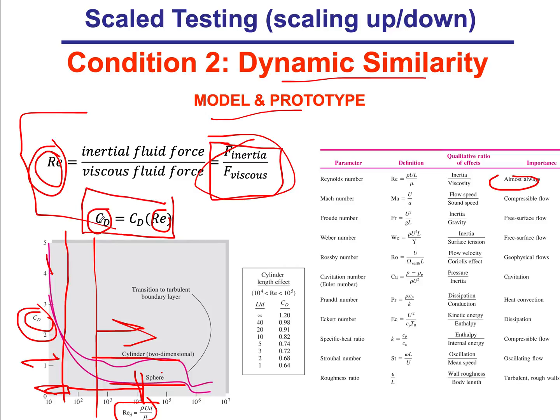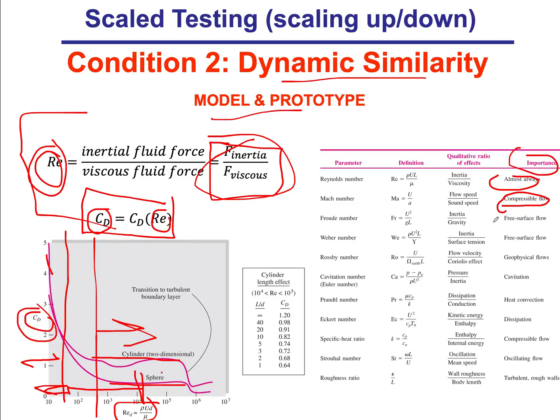Like Strouhal number is a function of Reynolds number, or the drag coefficient is a function of Reynolds number. So there's always something that's a function of Reynolds number. But there are other cases where Reynolds number may not be that important, like in compressible flows. So this part of the table that you have seen before will tell you which number you really want to look at.